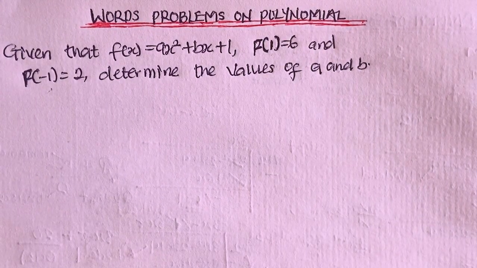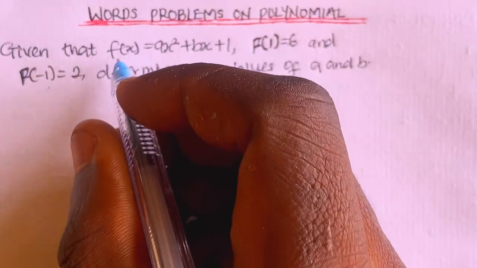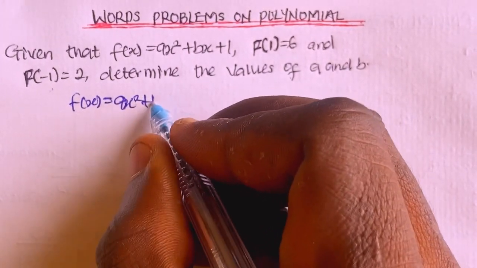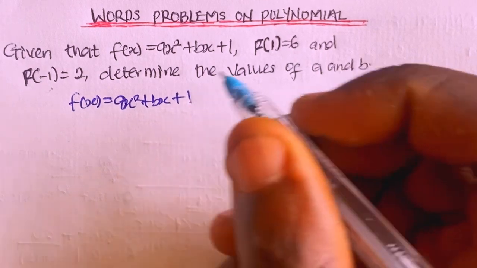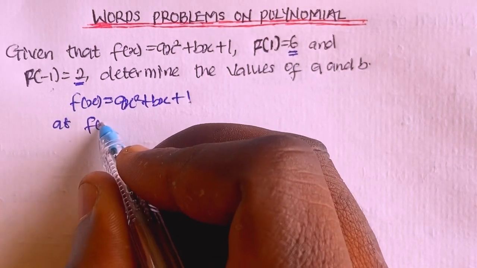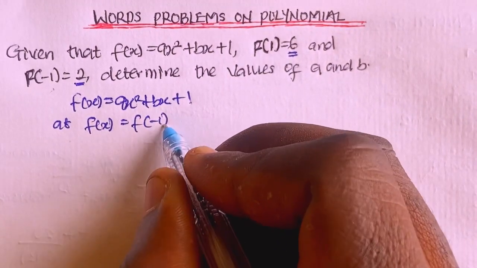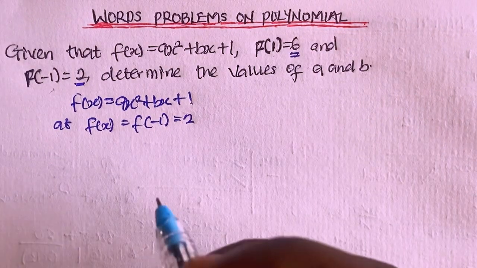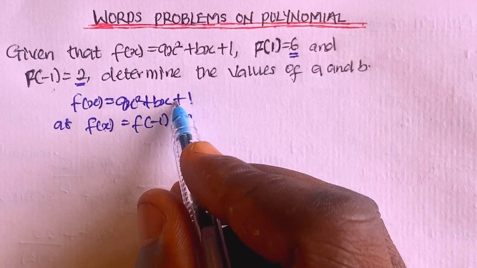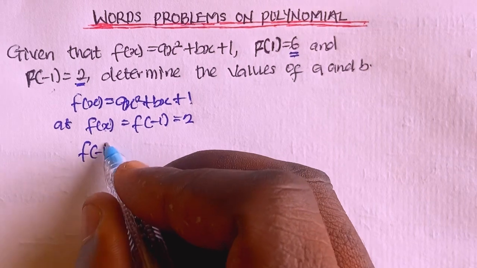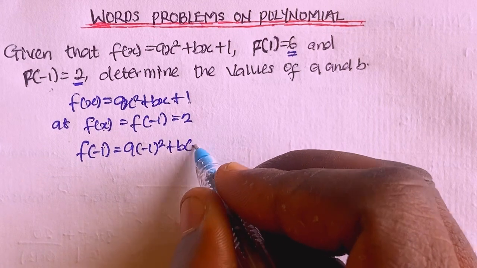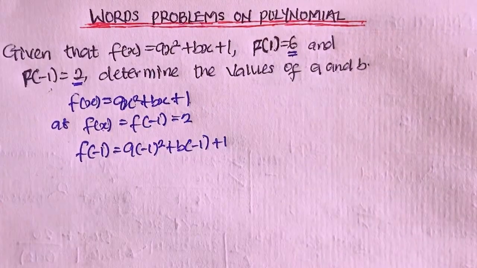So the first thing we need to do is bring out our function. Our function f of x is equal to ax squared plus bx plus 1, and we have two different values here. For f of minus 1, which is equal to 2, we take our x to be minus 1 and substitute it into the function. So f of minus 1 is equal to a into bracket minus 1 squared plus b into bracket minus 1 plus 1. So that's the first thing.